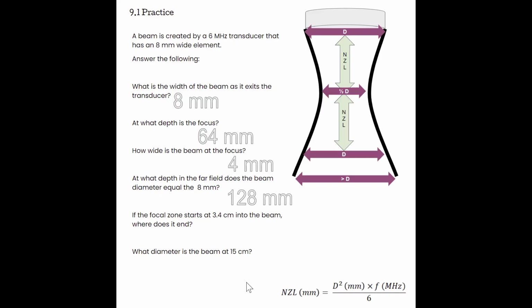And same idea with the focal zone, we are equidistant into near zone and far zone. So if we start at 3.4 centimeters, that means that we are 3 centimeters into the near zone, so we need to go 3 centimeters into the far zone. So our focal zone is going to end at 9.4 centimeters. And then lastly, same idea with the last question and the last slide, asking what the diameter of the beam is at 15 centimeters. That is beyond our 12.8 centimeters, and so all we know is that it is going to be greater than 8 millimeters.